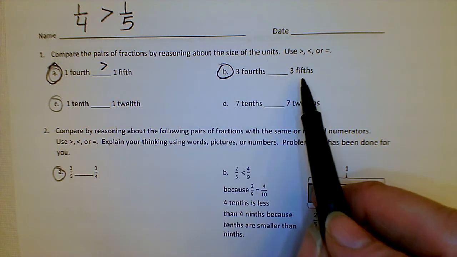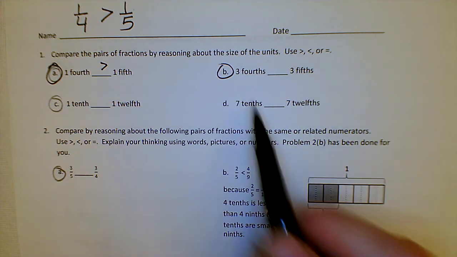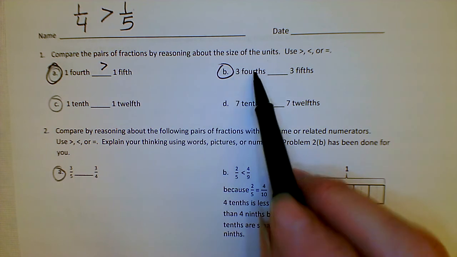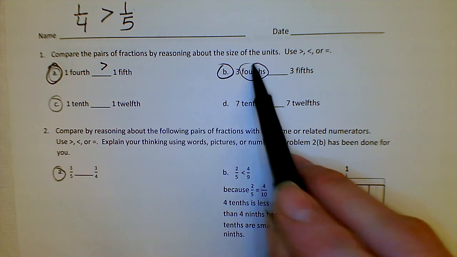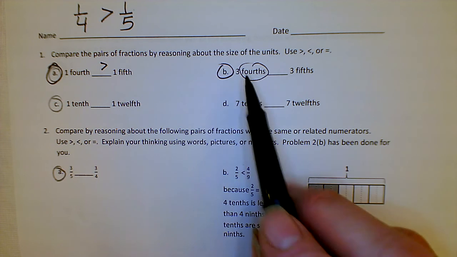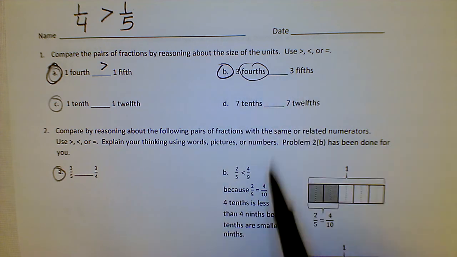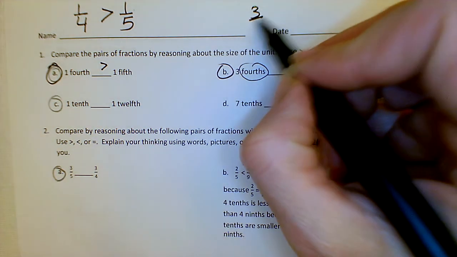So now when I'm looking at this, which one's going to be larger and which one's going to be smaller? So here I have 3 of those same size pieces, 3/4, and 4ths are again larger than 5ths. So if I have 3 of them, that's going to be larger than 3/5. And we can jot that down.